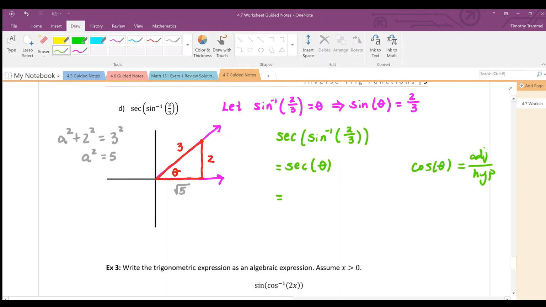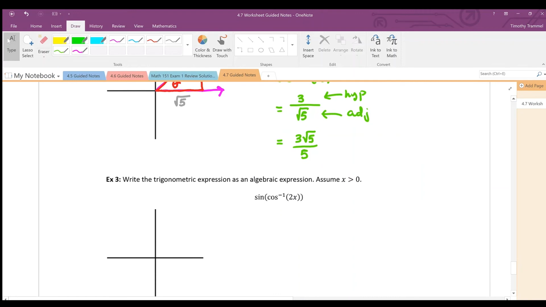The hypotenuse is length 3, and the adjacent side is the square root of 5. And the only other thing we could do with this if we wanted to is rationalize the denominator. But I do want to write in here where two of those numbers came from, even though we said it. I just want to point out this was the hypotenuse, and this was the adjacent side. And then we have one more to do here.